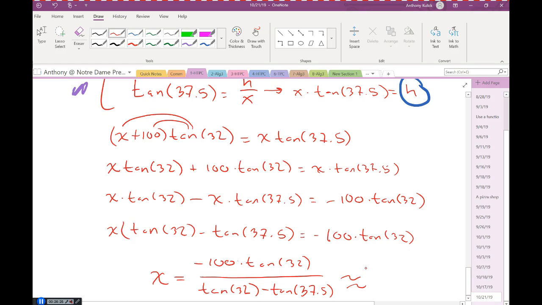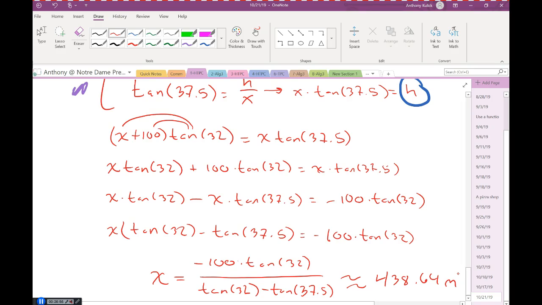And at that point, it's calculator time. So nothing too fancy there once I wrote my system, right? Once I wrote my system, I just solved using substitution. And then I just had to get the x by itself to solve.